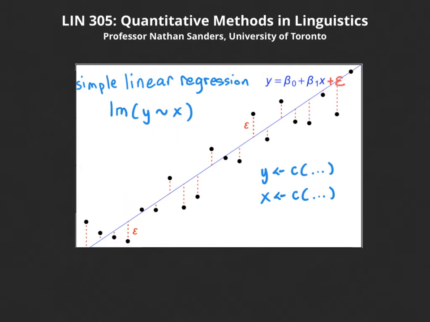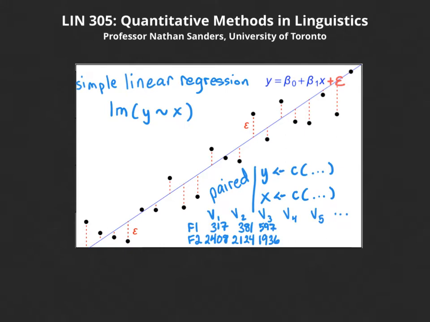It's important to remember that y and x must be paired data, which means we're taking two measurements for each individual that we have access to. For example, if we're measuring f1 and f2 for vowels, then we need to measure f1 and f2 for each vowel. And these values need to be listed in order and matched up appropriately in y and x. So for example, the first vowel that we measure, f1 and f2 will be the first measurements in y and x.